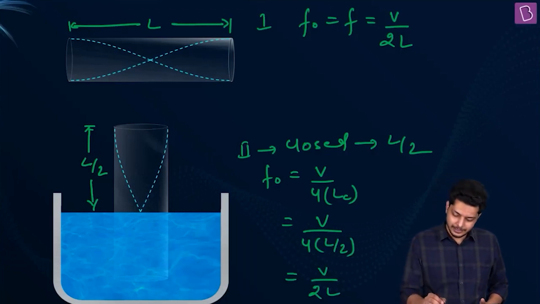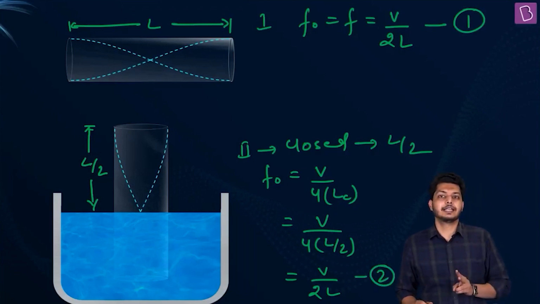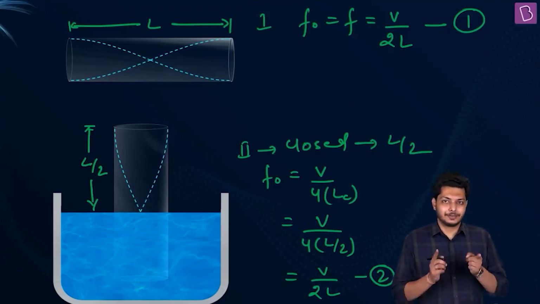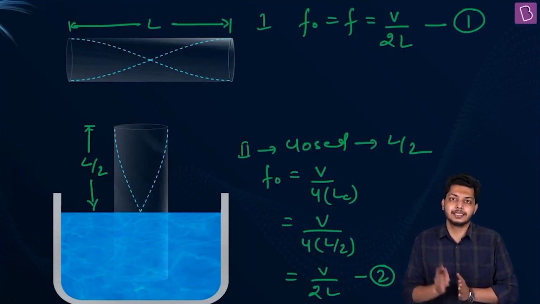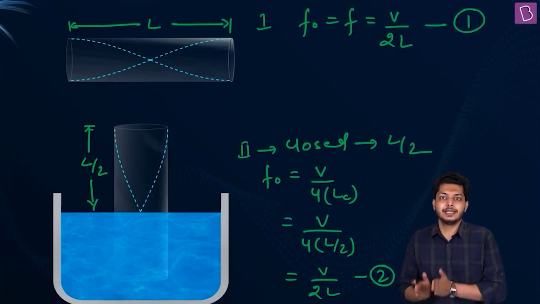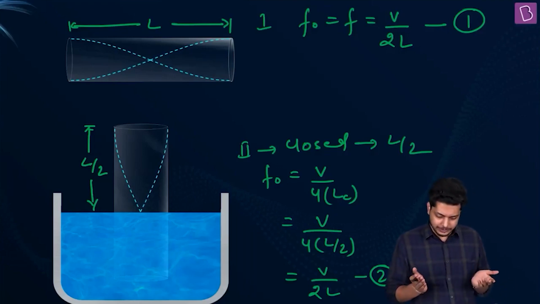Correct? Now see, this is 1. This is 2. In both the cases, the fundamental frequency came out to be V by 2L. That means in the second case also, the fundamental frequency is the same as the first case, which is equal to F. Correct? Now the question is asking what should be the fundamental frequency of this closed organ pipe when it is dipped in water up to half the height. Now from our calculations, we can see that it should be equal to F, which is equal to V by 2L. Correct? Both are equal, as you can see from 1 and 2.